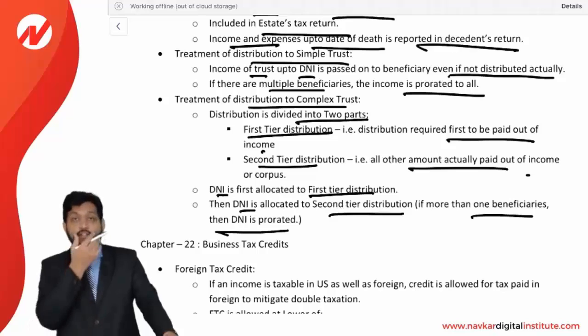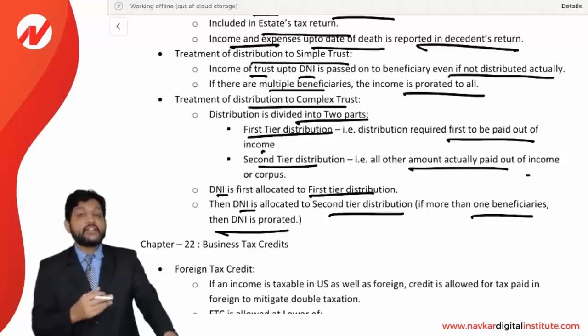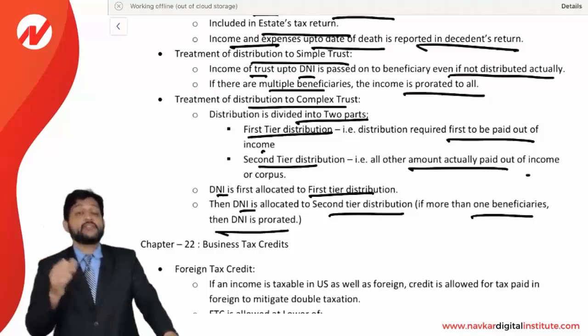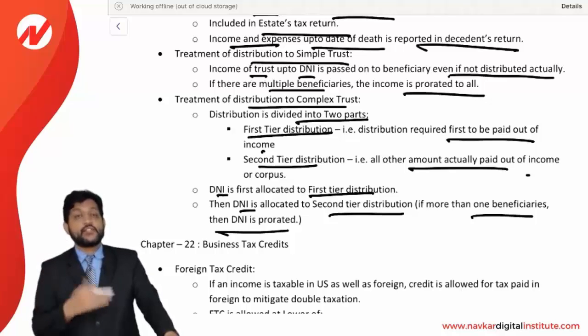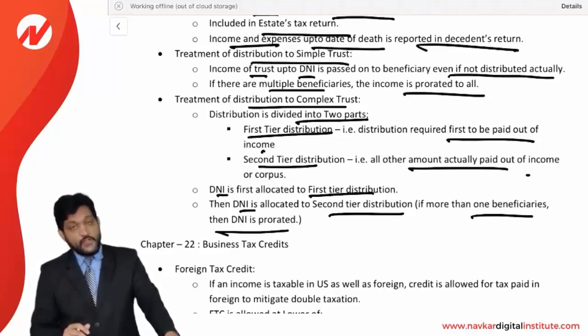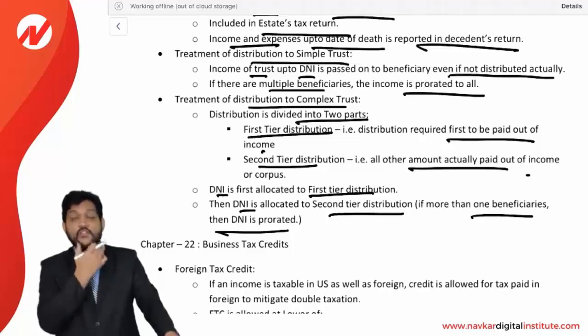So there will be a two-tier distribution, first tier and second tier. First tier distribution, then DNI is allocated to the first tier, and then remaining DNI can be allocated to the second tier distribution. Fine. First tier means nothing but a distribution required as per the deed, as per agreement, to pay to a certain beneficiary. That is the first tier, and remaining distribution will be considered as a second tier distribution. So this being the theory for chapter number 21, beneficiary or fiduciary taxation.